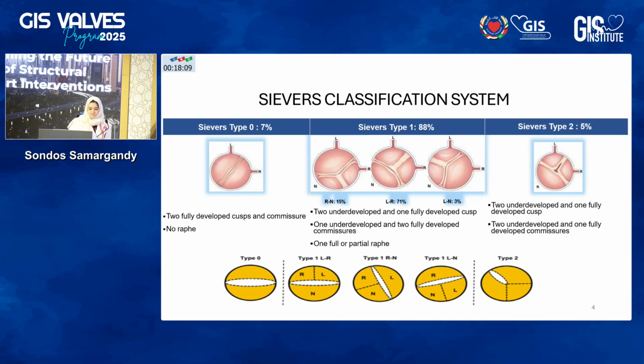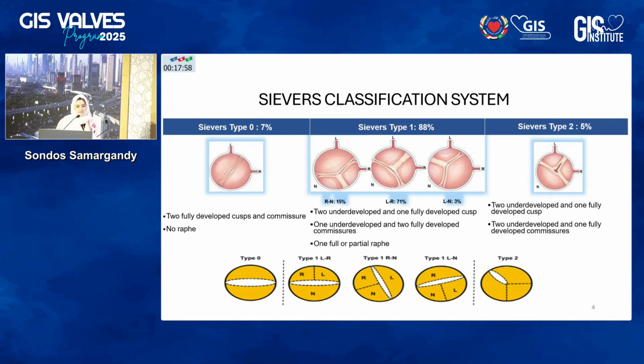So 3 commissures with one of the commissures fused, or there are 2 commissures with a raphe, or there are 2 commissures without a raphe. That way is more practical.